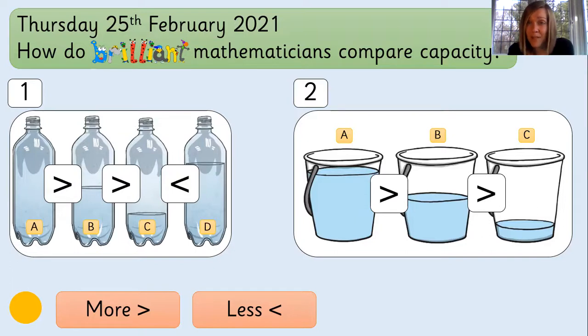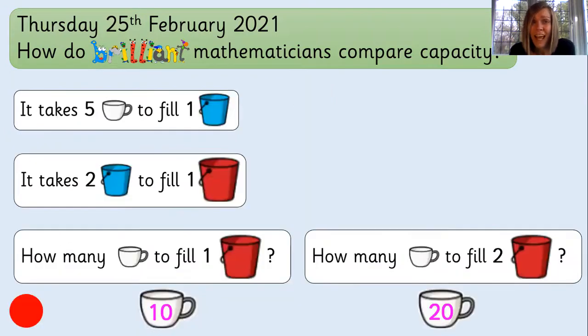So really well done if you had a go at those yellow challenges today, where you had to look at lots of containers and use our arrows the right way round. So good job if you tried that one. And if you went on to solve the problem of the cups, the buckets and the big red bucket, let's see if you had a go.